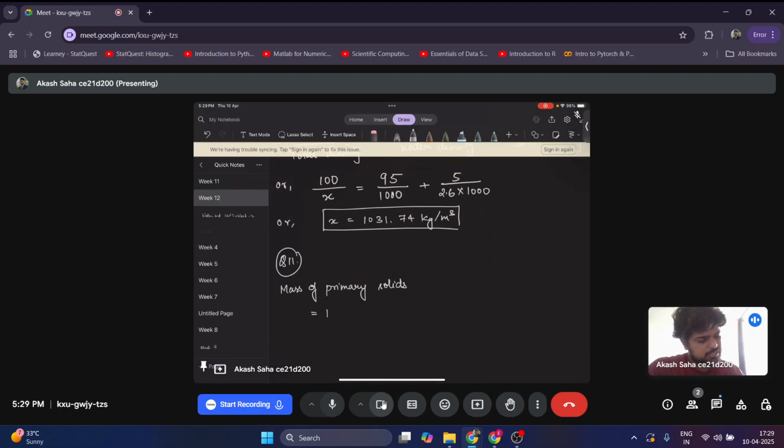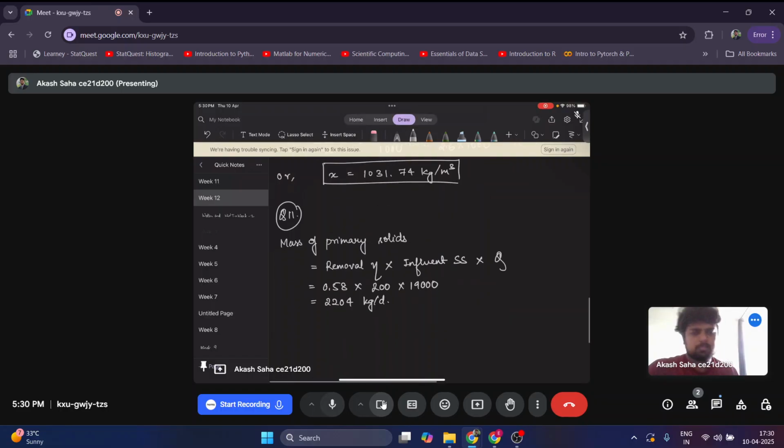First is the removal efficiency applied to the influent suspended solids in the discharge. So that is 0.58 into 200 into 19,000, which would be around 2204 kg per day. This is the amount of primary solids.